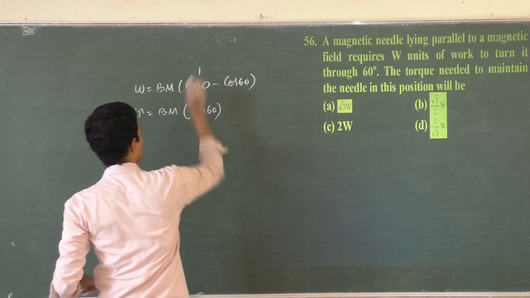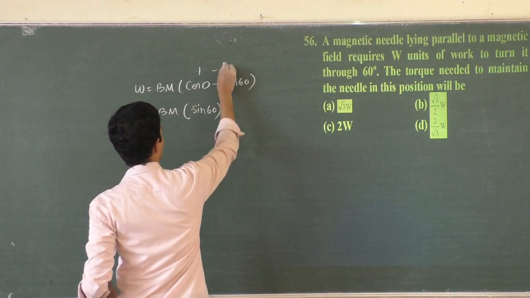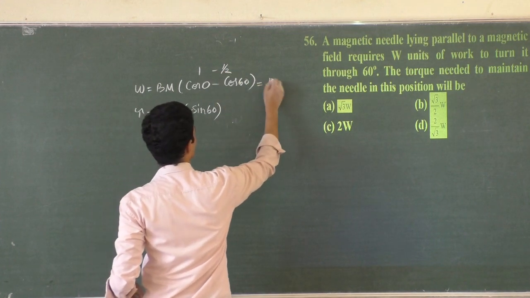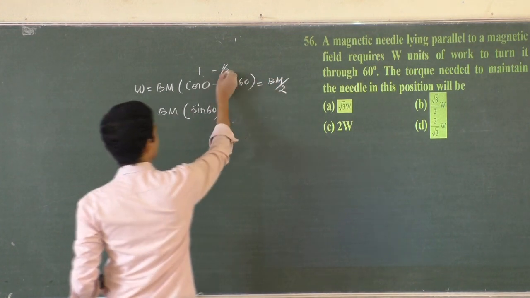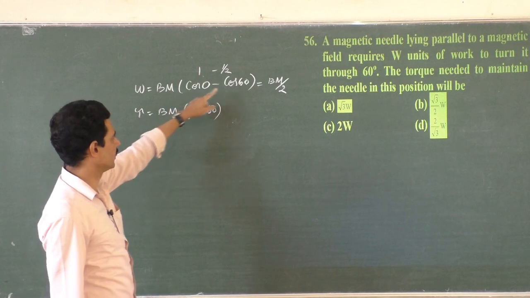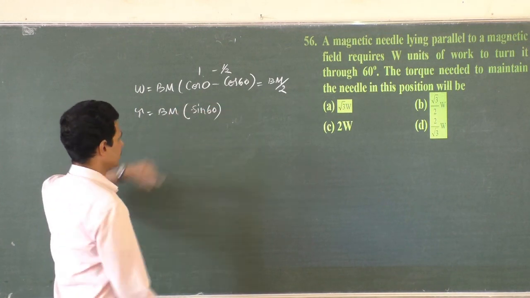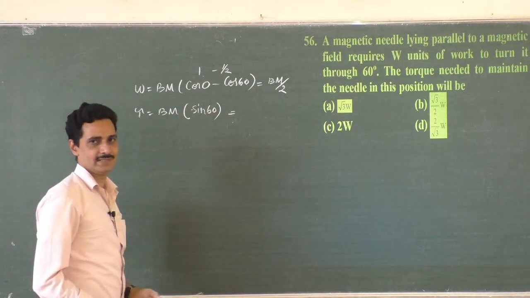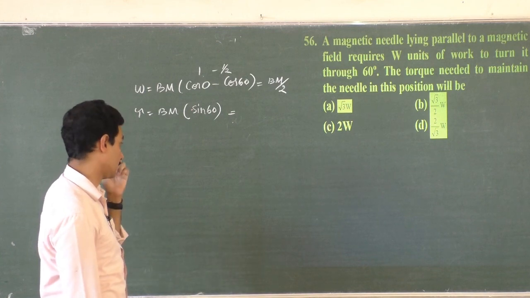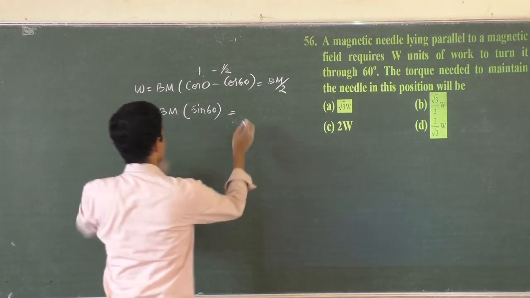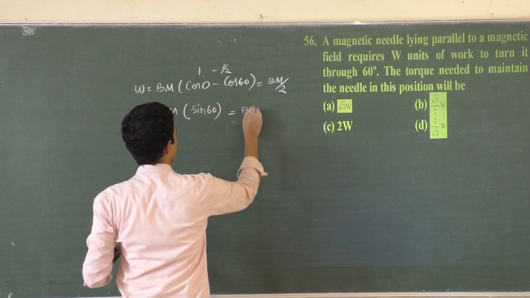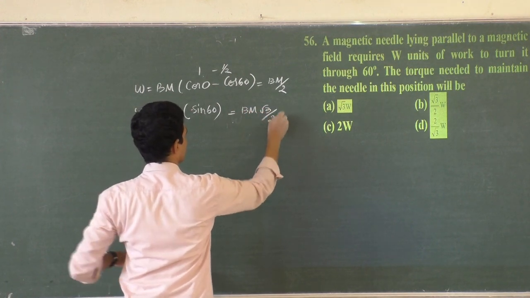In W, theta 1 is 0. Cos 0 is 1. Cos 60 is half. So what is this one? It is Bm by 2, because 1 minus half is half. What about this one? Bm sin 60. Sin 60 is root 3 by 2. So Bm sin 60 is Bm root 3 by 2, right?